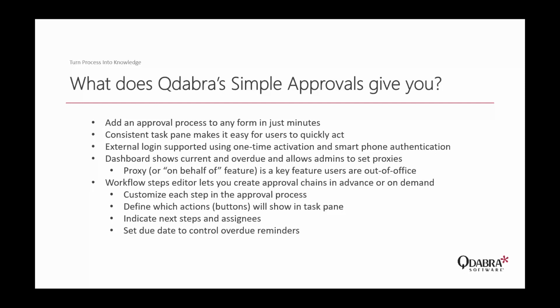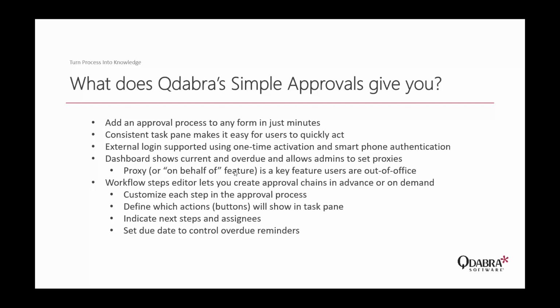There's one place that they go, the task pane, to make all of their changes. So if you have multiple processes, multiple forms, the users will have a consistent interface. They'll know exactly where to go to get to those approval buttons, or to the submit button, or to the reject button, or whatever they're going to be using.